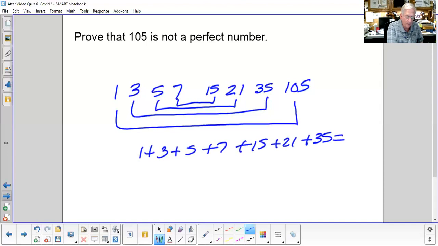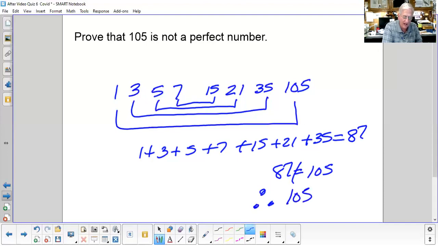And see what I come up with. Okay, so I'm going to do it back here. 1 plus 3 plus 5 plus 7 plus 15 plus 21 plus 35 gives me a total of 87. 87 is certainly not equal to 105. Therefore, 105 ain't perfect. And if you want to show me an attitude, you can say QED.